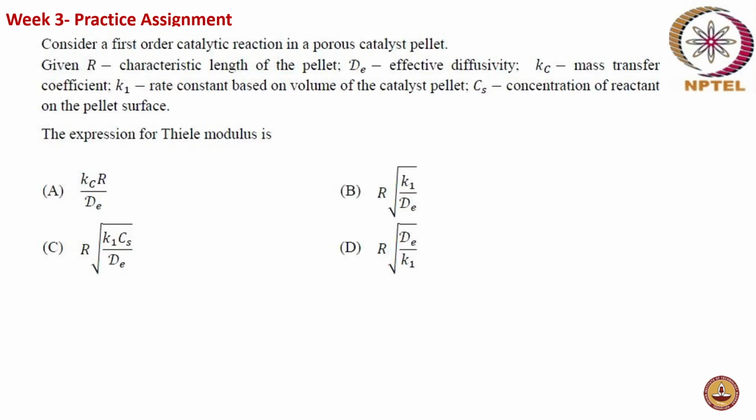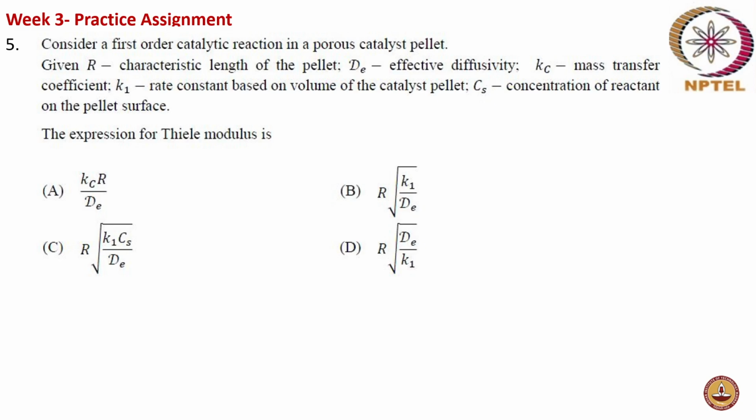Now let's discuss question number 5. Consider a first order catalytic reaction in a porous catalyst pellet. Given R is the characteristic length of the pellet, dE is the effective diffusivity, Kc is the mass transfer coefficient, K1 is the rate constant based on volume of the catalyst pellet, and Cs is the concentration of the reactant on the pellet surface.